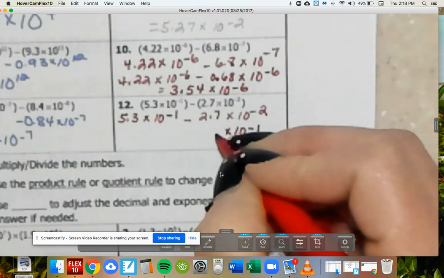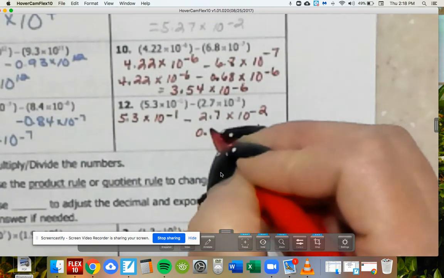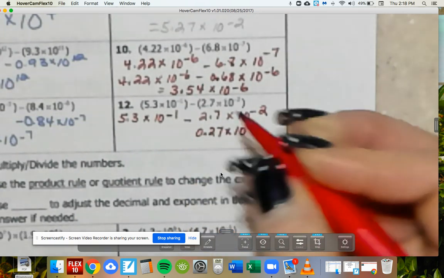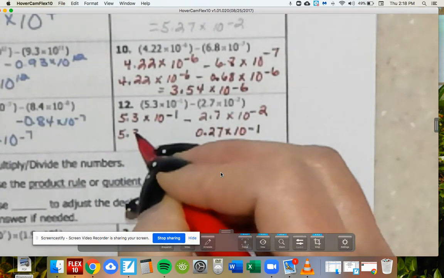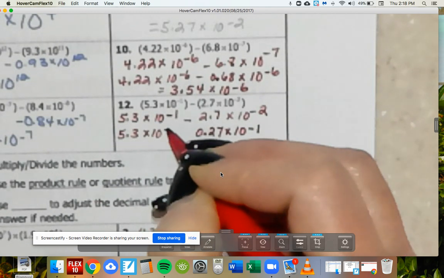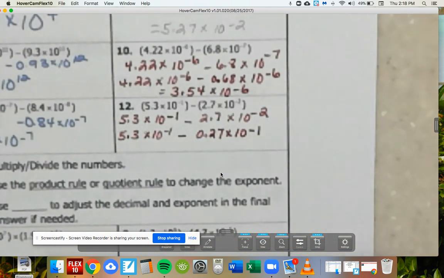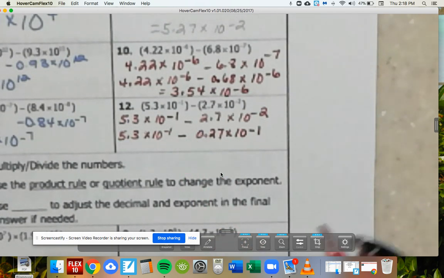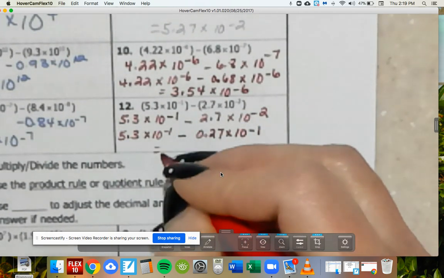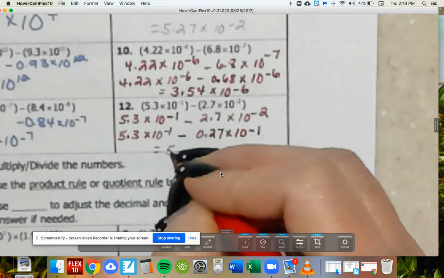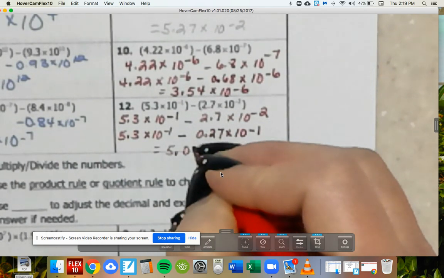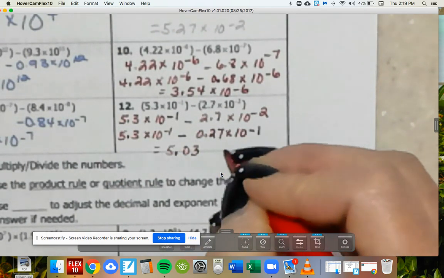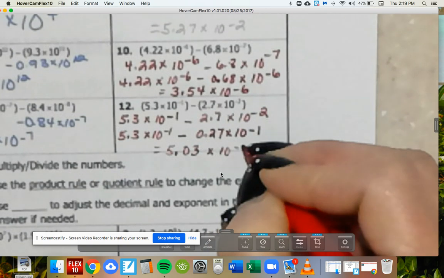So 2.7 becomes 0.27. Nothing's changing here. And don't forget you're subtracting. So basically now take your 5.3, subtract 0.27. Look what you get. 5.03 times 10 to the negative 1.